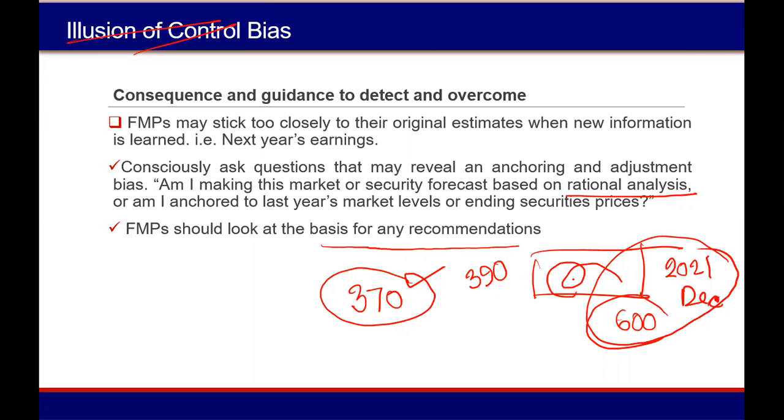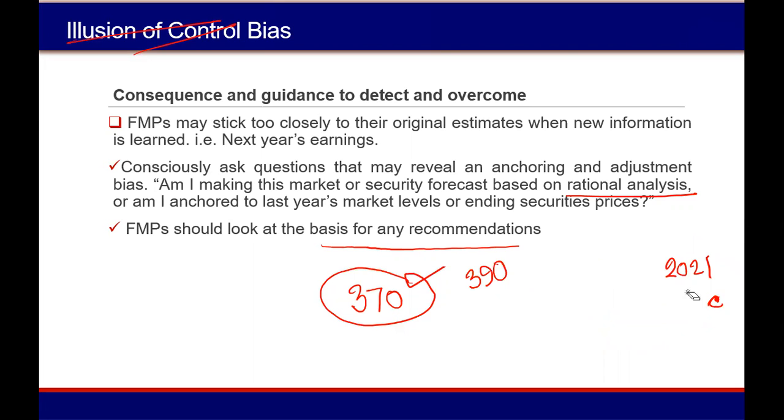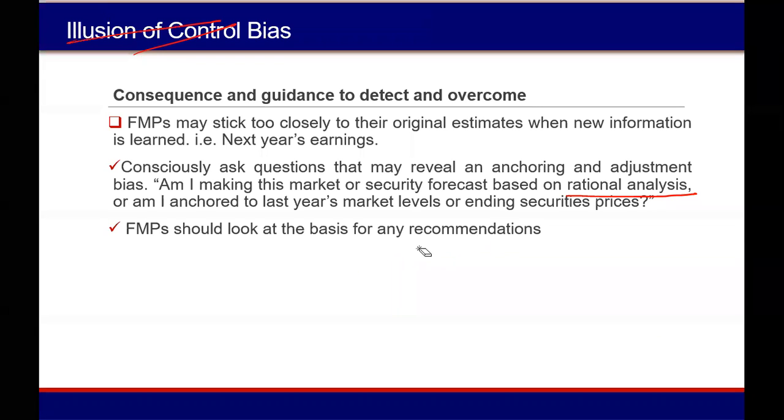So people have a tendency to present a target price, or even after having new information, people have a tendency to get a target price which is closer to the existing target price. This kind of bias we need to avoid.